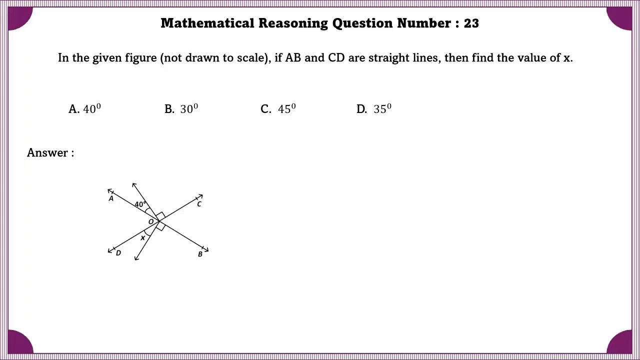Mathematical reasoning question number 23. In the given figure, not drawn to scale, if AB and CD are straight lines, then find the value of x. Since CO is a right angle, that is 90 degrees, and AO is equal to 40 degrees, we can add this and get it as 130 degrees. Angle AOC and angle DOB are alternate interior angles, which means they are equal. So using this, we can find the value of x, that is 40 degrees.